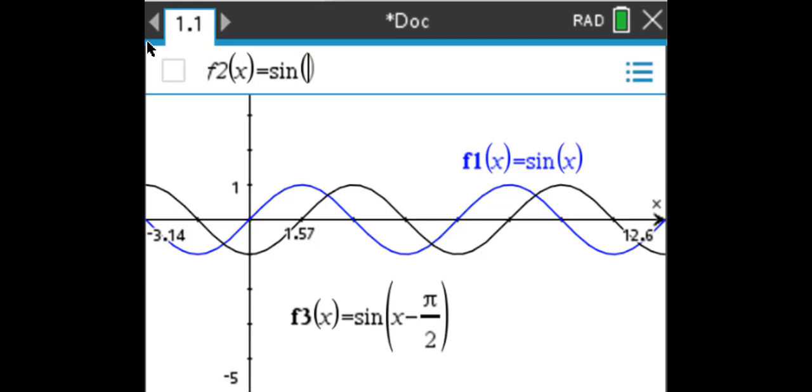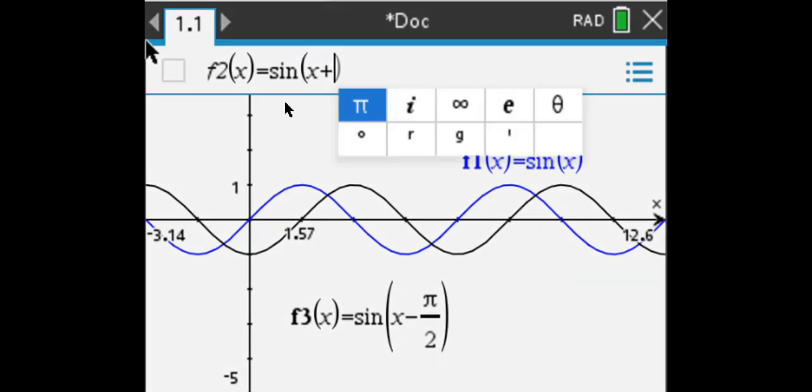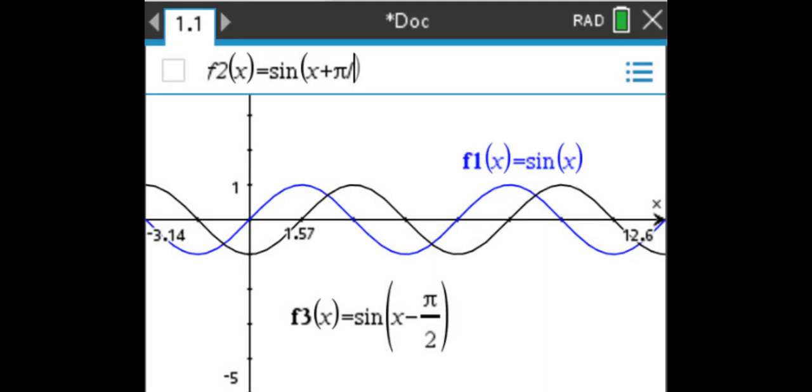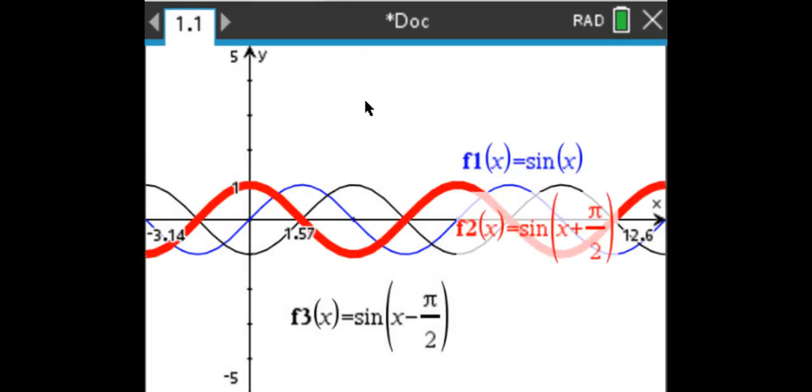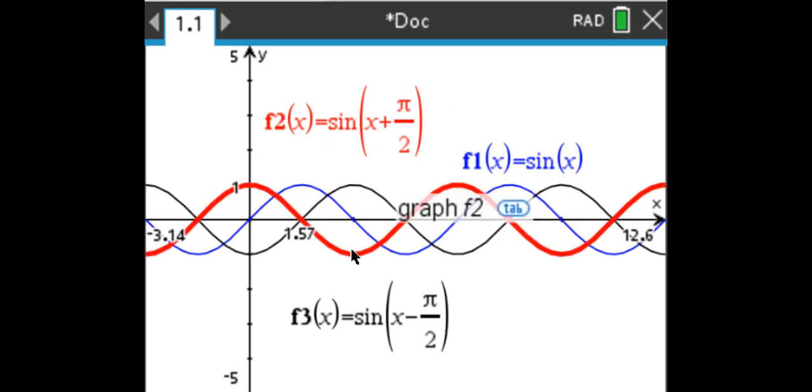Let's go sine of x plus pi on 2. So the red curve's moved to the left. So plus pi on 2, it translates horizontally, left pi on 2 radians. Negative pi on 2, it moves to the right, pi on 2 radians.